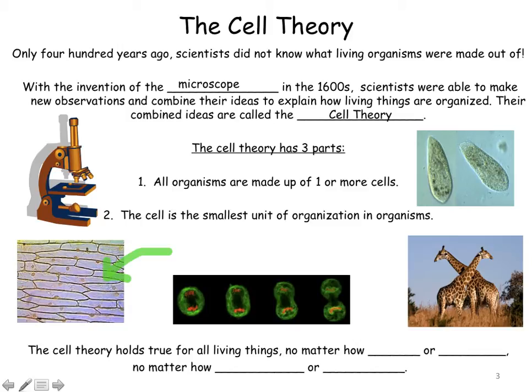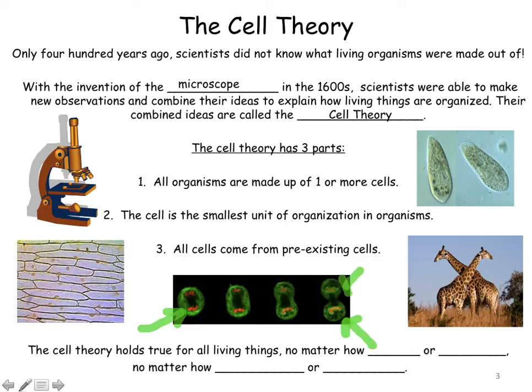Finally, the third part of the cell theory is that all cells come from pre-existing cells. You can see that in the picture here, where it starts with a single cell, and as you look at the time lapse, you can see that this single cell divides and eventually becomes two cells. Now, we will spend a lot of time in Chapter 3 learning and discussing the details of this process, so stay tuned for that.